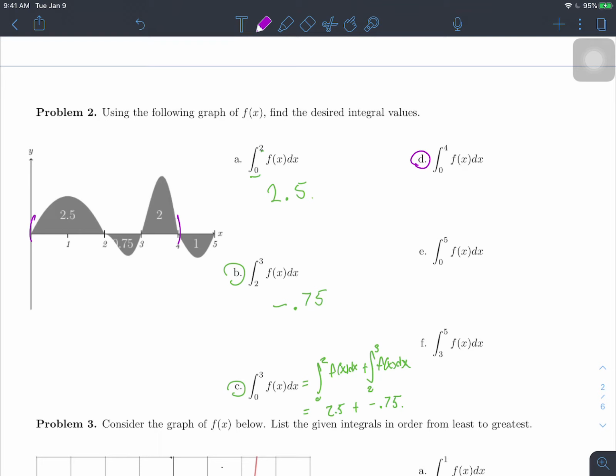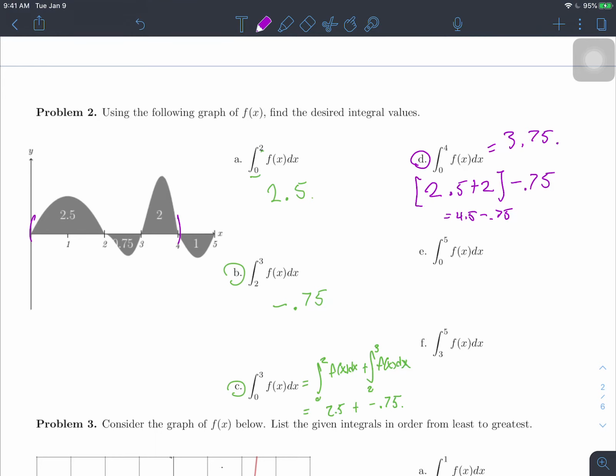Yeah, Andrew? 3.75. So let's see, 4.5 minus 0.75. Yes, I think 3.75 is going to be right. The way we did that was we took 2.5 plus 2. That's the area above the x-axis. And we subtracted from that the area beneath the x-axis, which was 0.75. So that's 4.5 minus 0.75 equals 3.75. Very good. Thank you, Andrew.